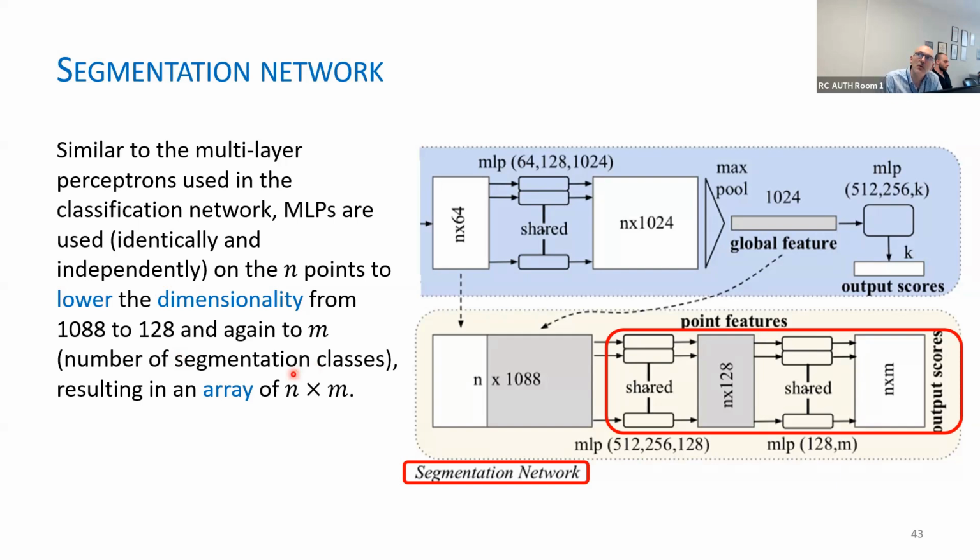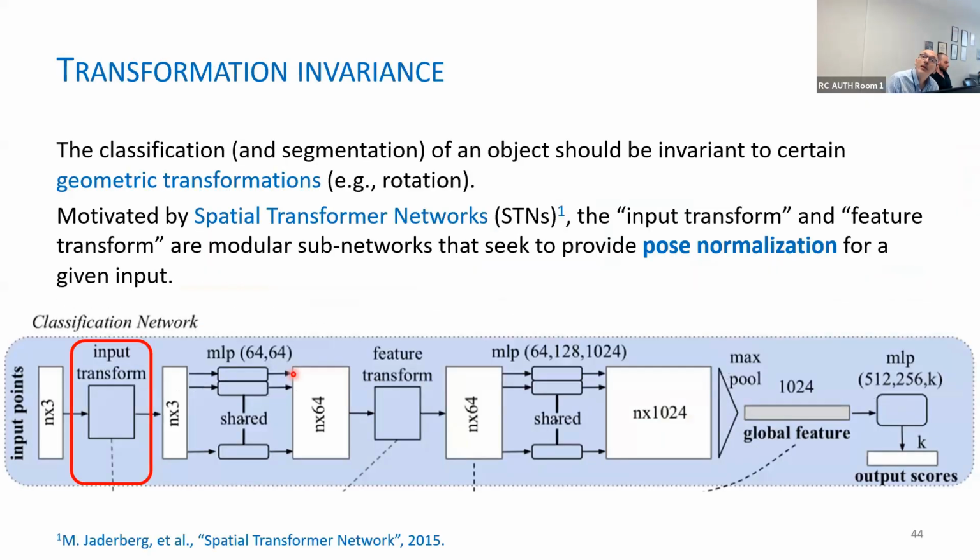So you see, at the end, the architecture has no special trick. It is based on multi-layer perceptrons, but they follow this idea of capturing local information and then summarizing this local information at the global level with a permutation invariant operator. Okay, for transformation invariance, let me provide you some more details.